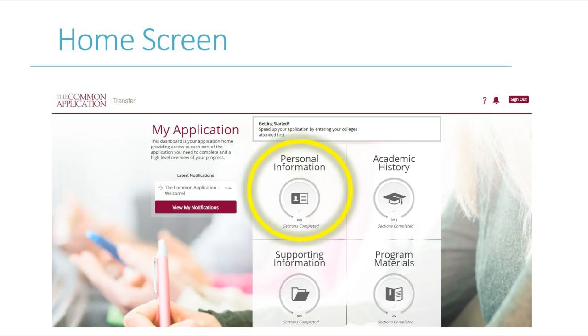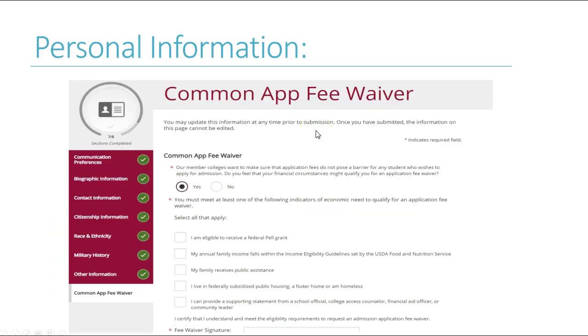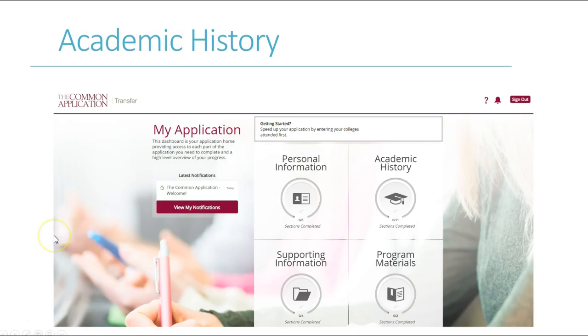The first section you will begin with is personal information, this upper left-hand box, and there it will ask for a number of pieces of information, mainly your contact information and a little bit about citizenship. They might ask some other personal history questions. Pretty straightforward.